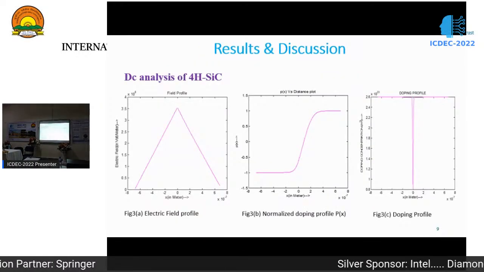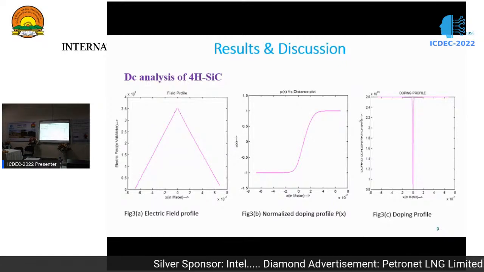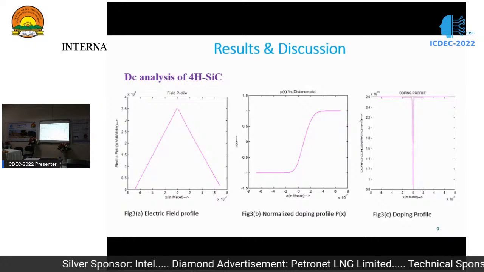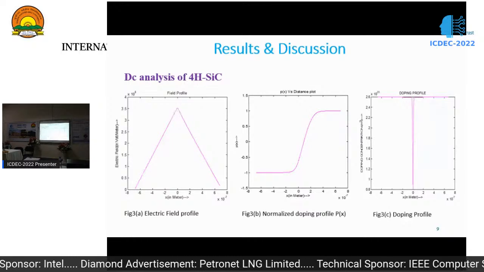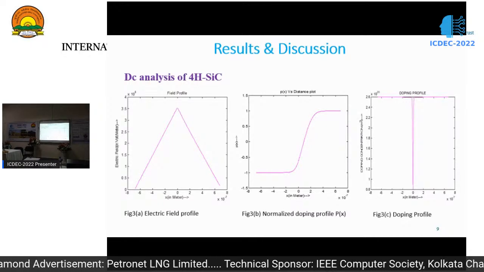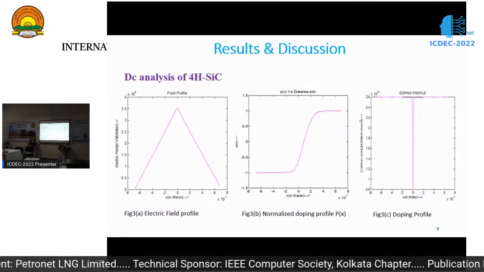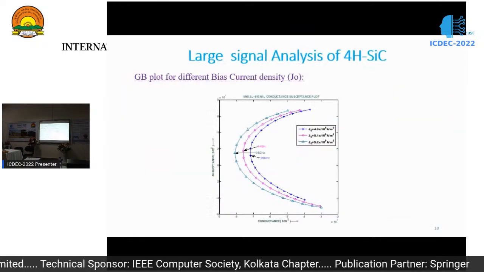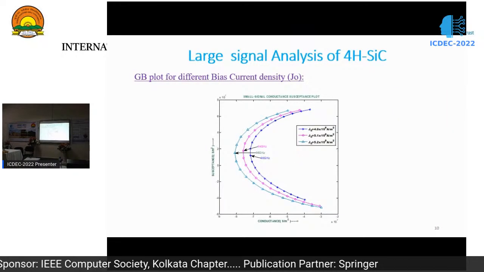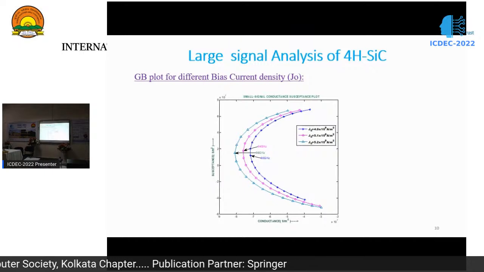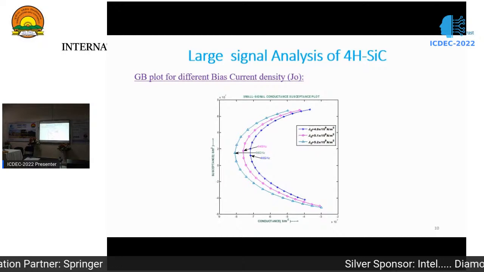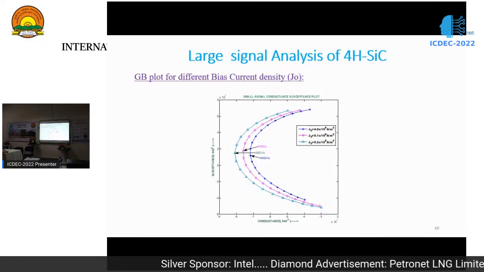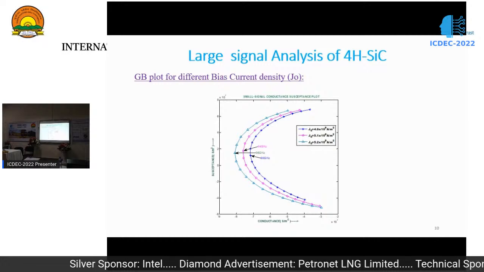We obtained the results for the DC part, that is the variation of electric field in the depletion region of the ATD device, then the normalized doping profile, and then the actual doping profile. Once we obtain this, we get the GB plot, that is how much power we can obtain. We have designed for 94 gigahertz, and why 94? Because it is the system requirement. W-band frequency is used for defense applications. It is mainly used in our defense R&D organization.